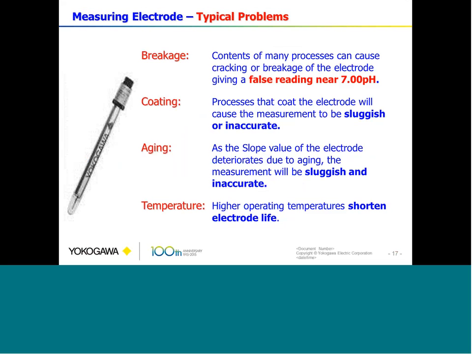But here's some typical problems that you're going to see with the measuring electrode side. If you get an electrode and the tip has a hairline crack in it, you're going to get a nice stable reading somewhere near 7 pH. If you don't have an appropriate diagnostic system, it may not look like there's an error. It just may look like a very stable reading. However, it's a very false reading. Coating and aging all affect the electrode and cause it to be sluggish and inaccurate, and higher temperatures tend to shorten the sensor life.